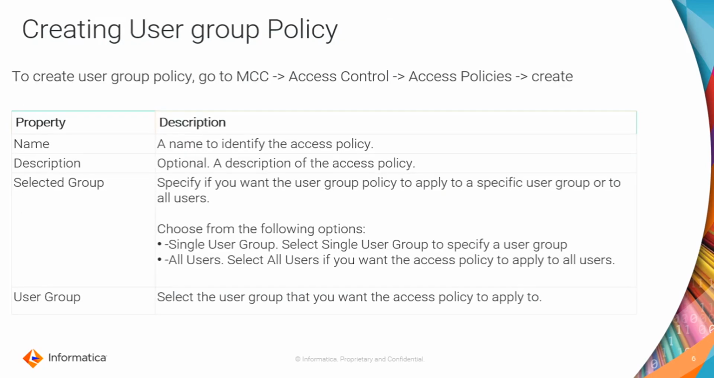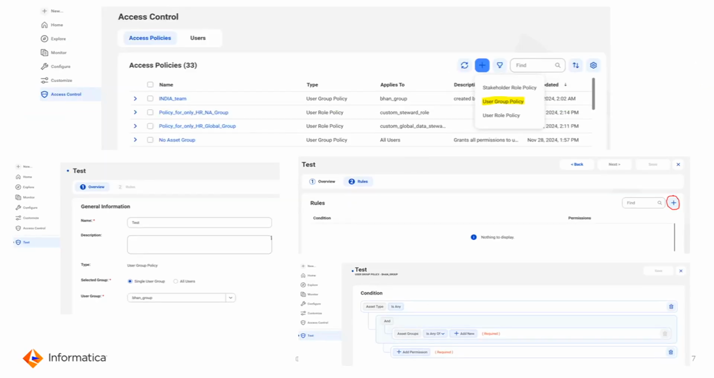Creating user group policy. In order to create the user group policy, go to MCC, Access Control tab, go to Access Policies tab, and then you can create a new one. This screenshot shows how to create a user group policy. Once you start creating this user group policy, in the second tab, you can see your Rules tab, where you can specify assert group.